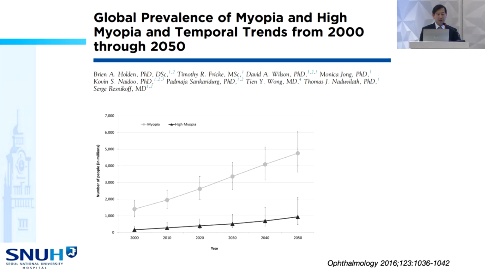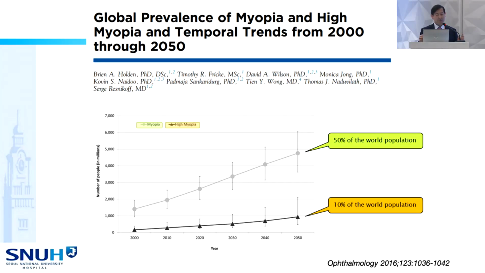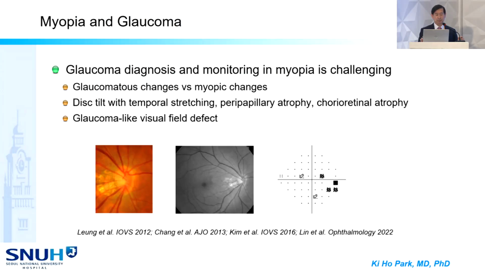So globally, the prevalence of myopia is increasing dramatically. By 2050, about 50% of the world population will be myopic, and 10% of the population will be highly myopic. And especially in East Asia and Southeast Asia, the prevalence increases even more dramatically.